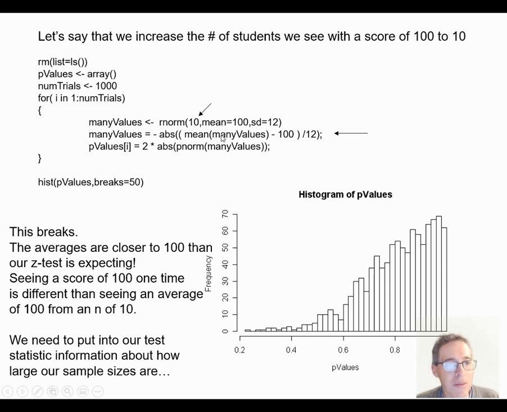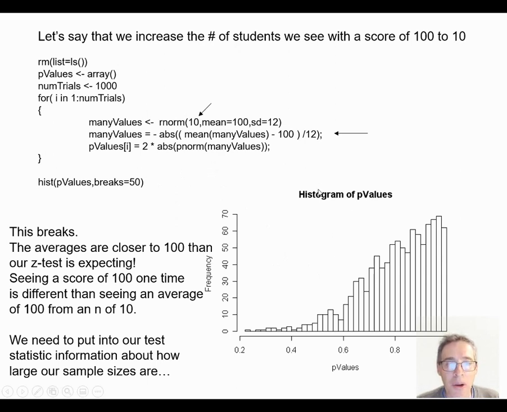Now this mean is still going to be 100, right? It's still going to be centered on 100. The average of these 10 students with the expected value is still 100, right? But when I do this simple statistical test, I see that I'm breaking my p-values. In fact, the p-values are larger than you would expect.